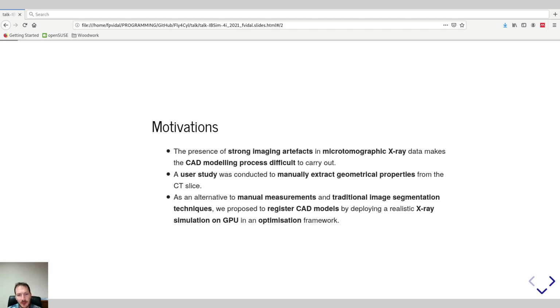So the main motivation for this study is that some microtomography data have very strong artifacts, and that makes it very difficult to extract information from the images. So we wanted to provide an alternative to manual measurement, where traditional image processing techniques will fail.